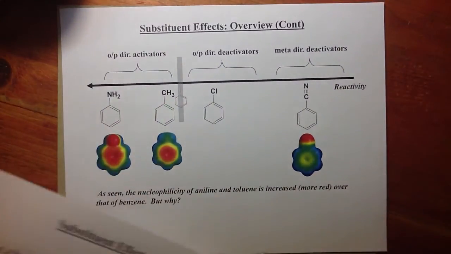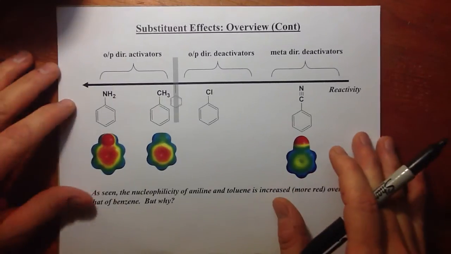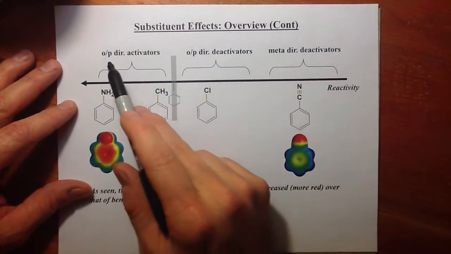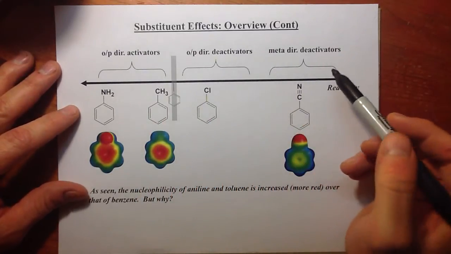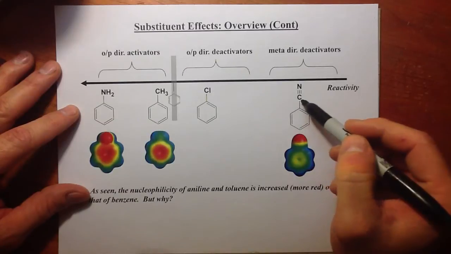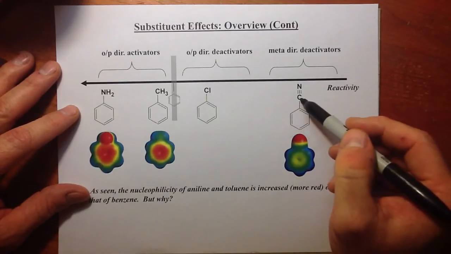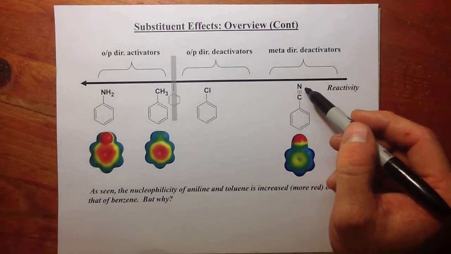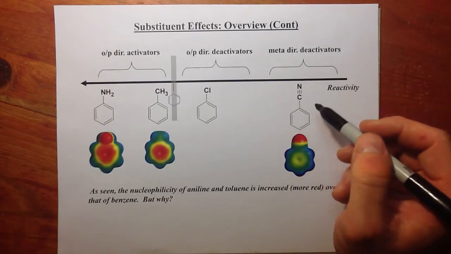Alright, let's use that to classify a few. So we can say, okay, substituent effects, an overview. My three categories: ortho-para directing activator, ortho-para directing deactivator, meta-directing deactivator. This would certainly fall into that camp because the atom bonding the group to the ring is bonded through a pi bond to a more electronegative atom, nitrogen. So that would be a meta-directing deactivator.